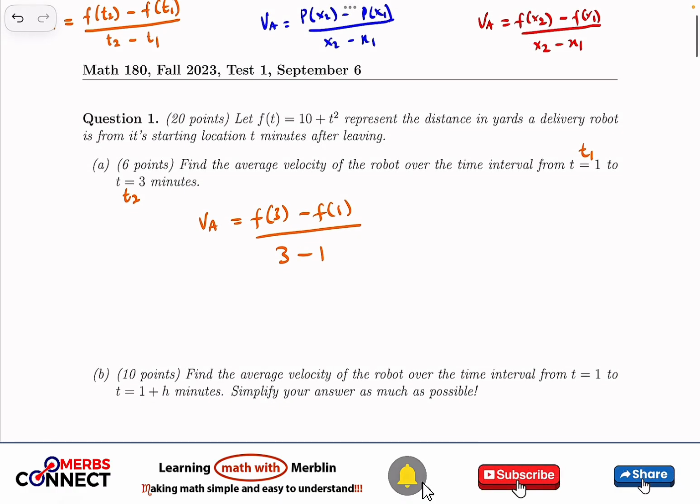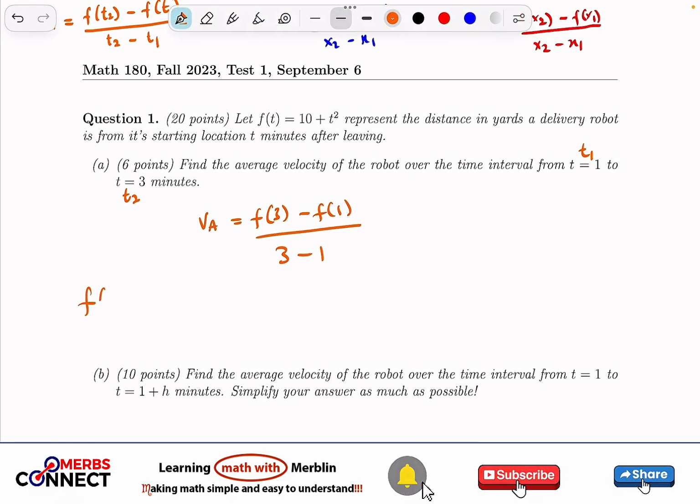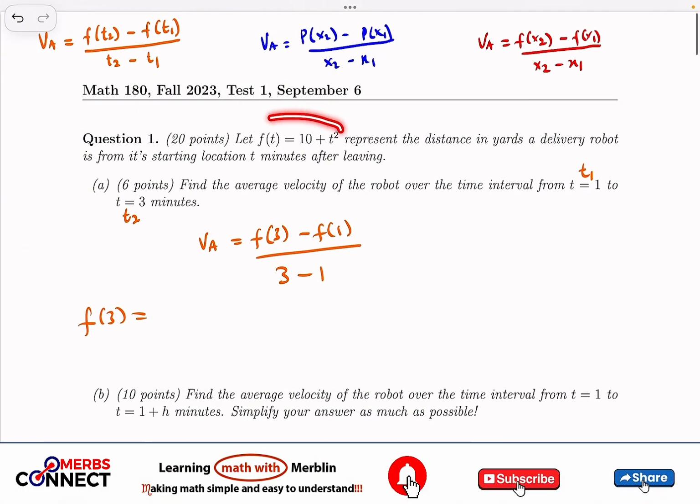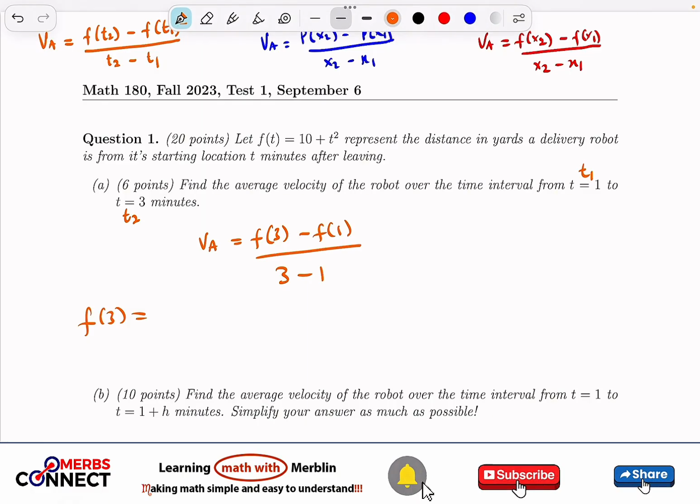So the best thing to do here is just pick f of 3, and the function given to us is f of t equal to 10 plus t squared. So I'm going to have 10 plus 3 squared, which gives me 10 plus 9, and this gives us 19. That's basically what I'm going to get here. Then I'll look for f of 1: I'm going to have 10 plus 1 squared, which is 10 plus 1, equal to 11.